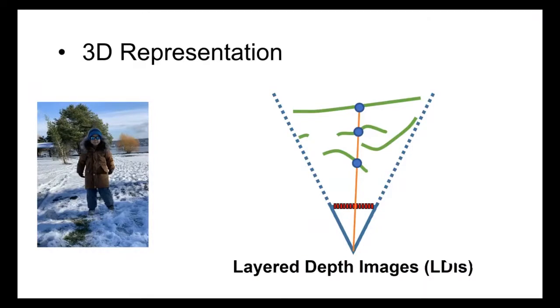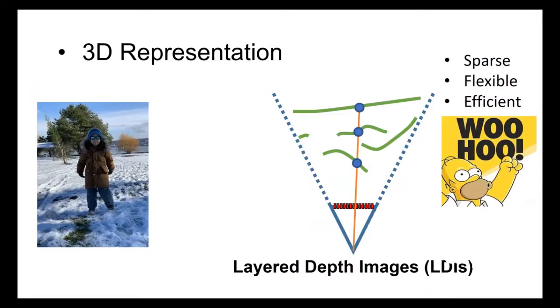There are a couple of advantages to this representation. First, it's sparse, so we only need to represent the geometry of the scene where we need it and nothing more. It has flexible topology, so you can store very complex scenarios, but locally it looks like an image, so it's good for algorithms. And it can be efficiently converted to a textured mesh, so you can render this efficiently. That's the main advantage that is suitable for our goal.